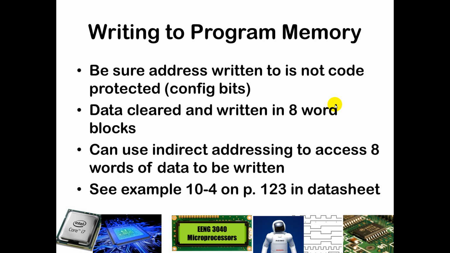Writing to the program memory is a little bit trickier. Generally, we write things in 8-word data blocks. And in order to do that, you use what is called indirect addressing, and you'll access 8 words of data at a time just to be written out. We're not going to do that in this course, but I want you to be familiar with it. And there's actually an example on page 123 in the data sheet. Example 10.4 talks about how to use indirect addressing to write to the program memory.